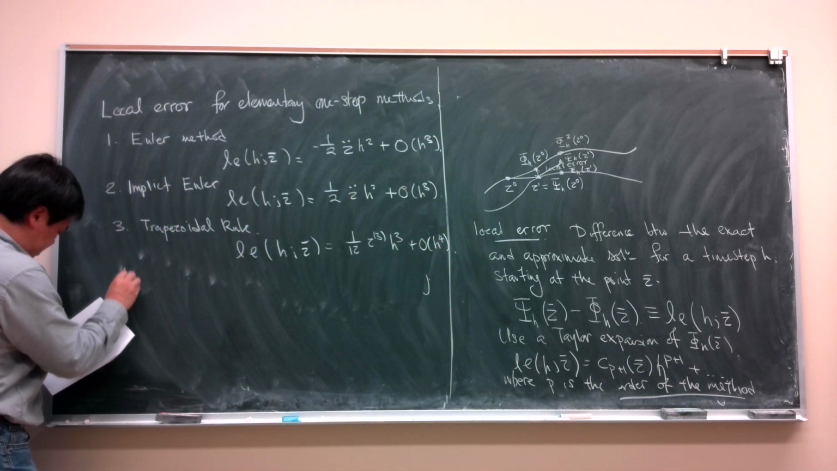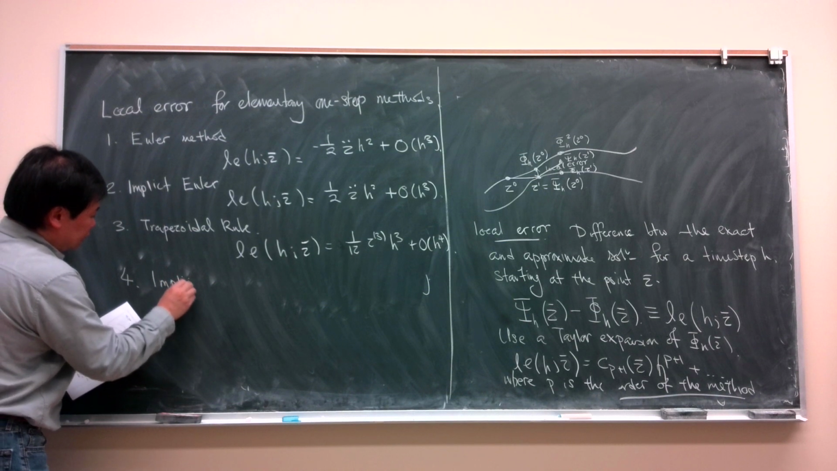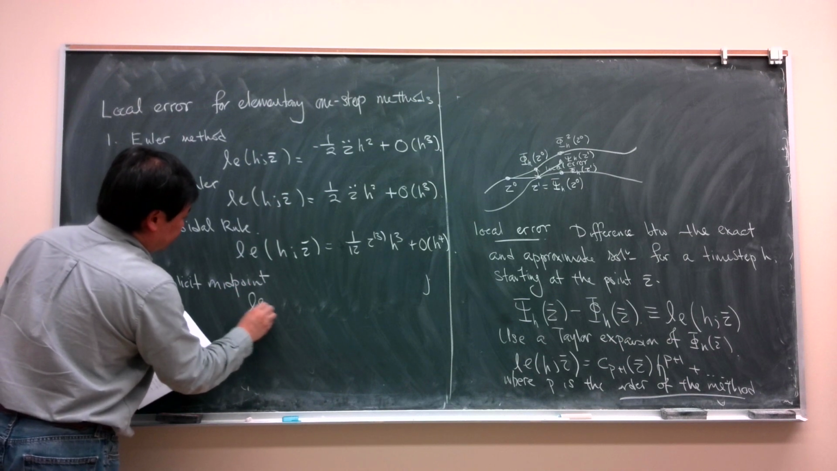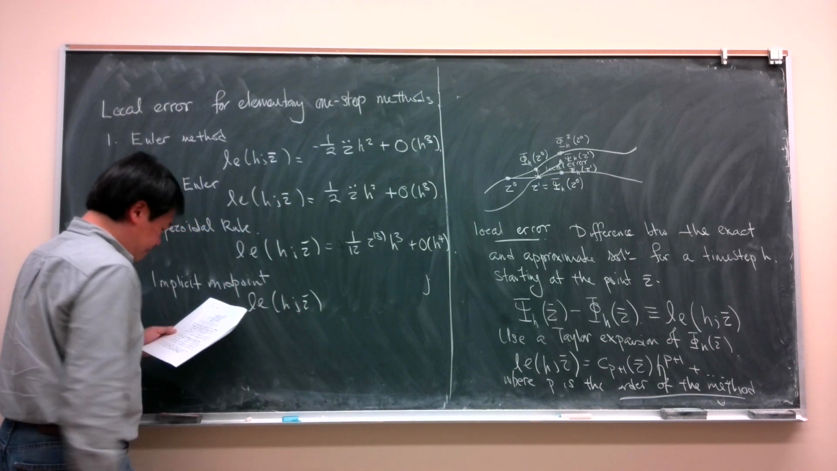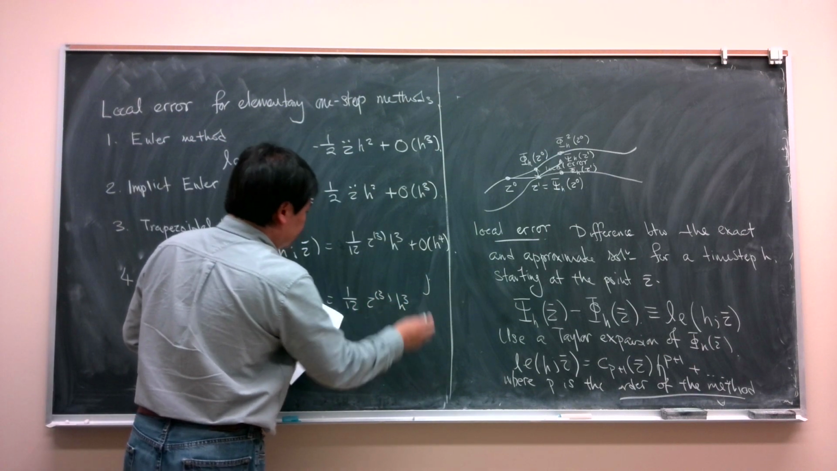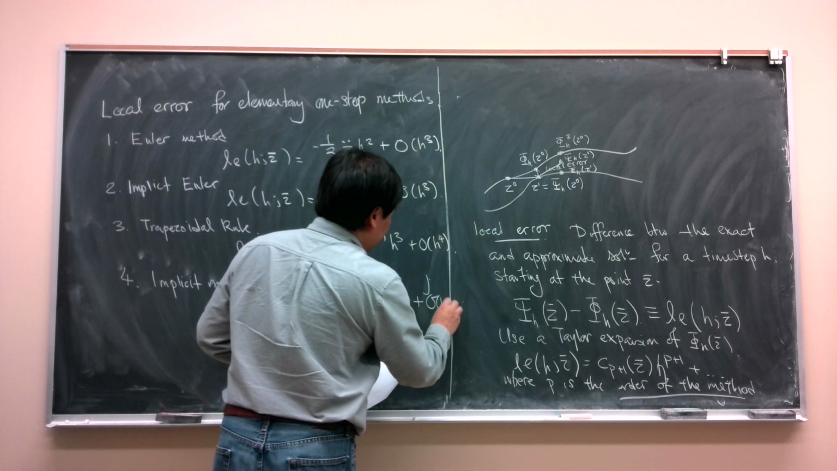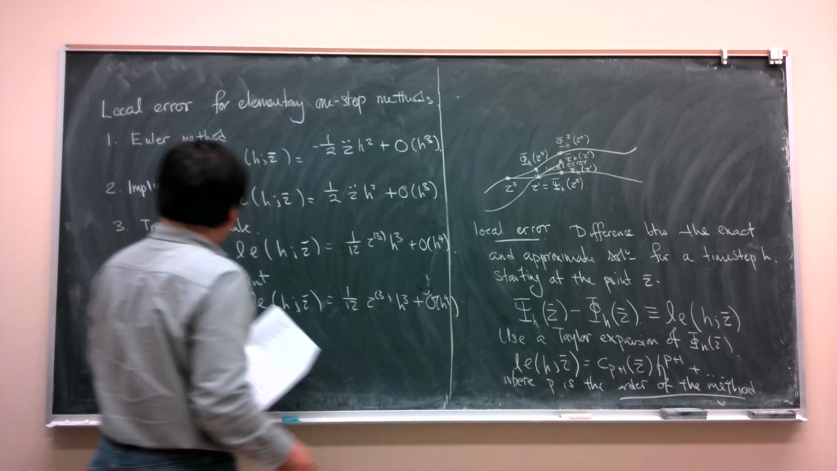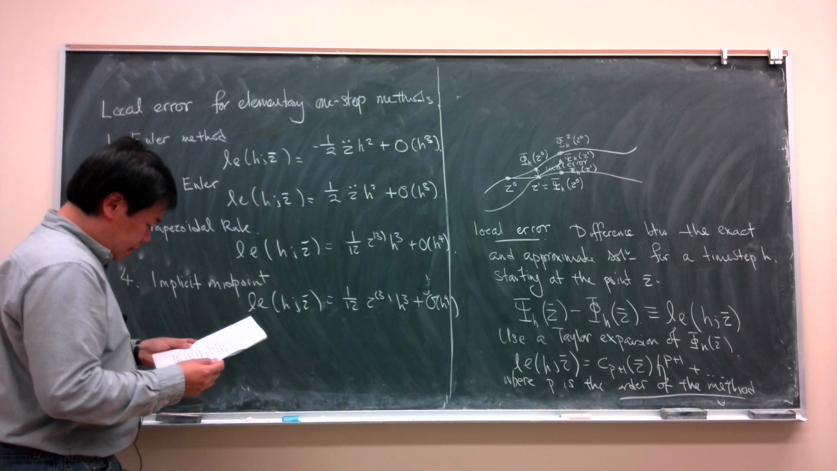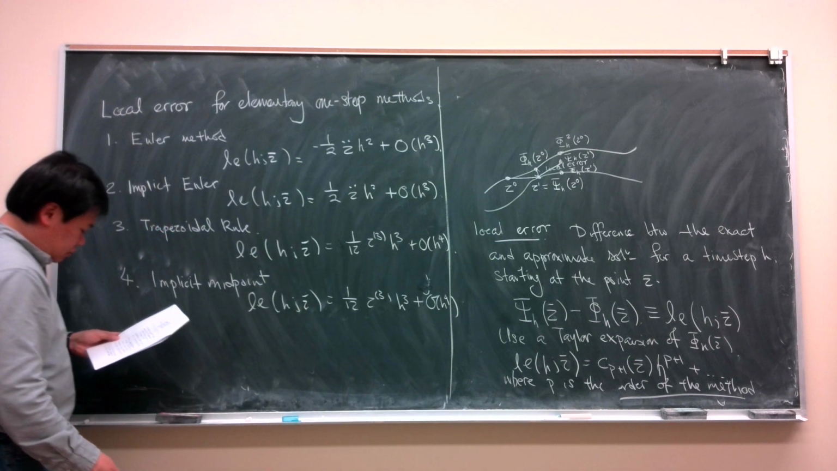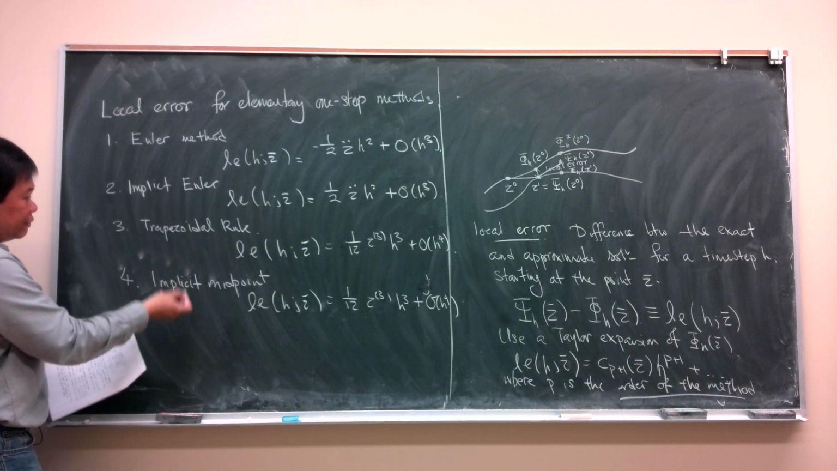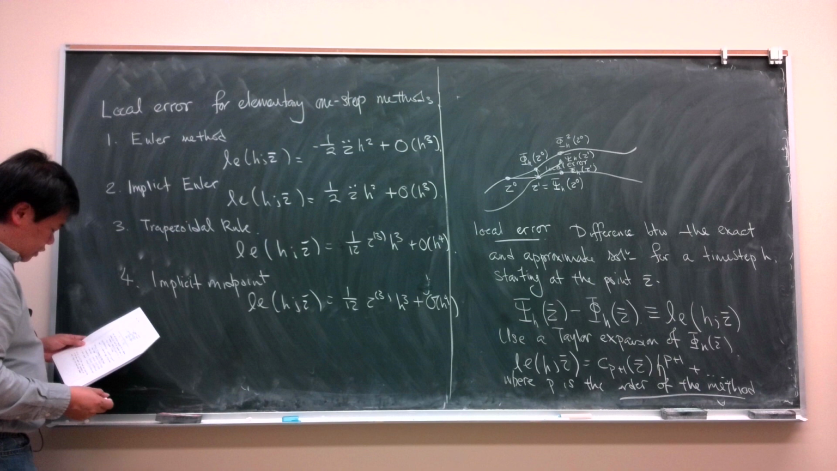And implicit midpoint has the local error of the form 1/12 z triple dot h cubed plus big O of h to the 4 as well. So both trapezoidal rule and implicit midpoint have the same local error, at least to leading order. From this, you can see that the Euler method and the implicit Euler method are first order methods, and the trapezoidal rule and implicit midpoint rule are second order.